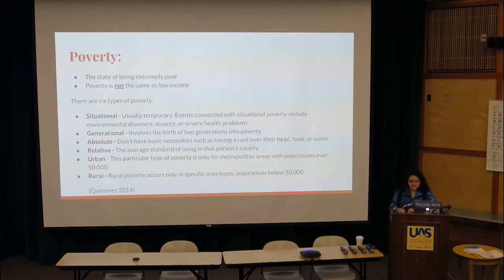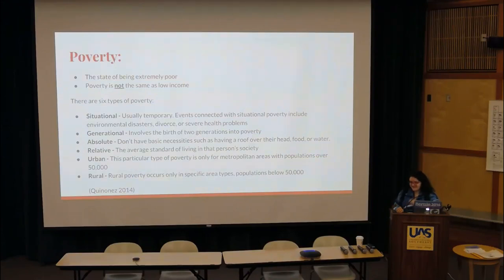The next would be generational poverty. This involves two generations that are born into poverty. Because they were born into that situation of being poor, they usually don't have the tools or the support to get out of that cycle. So that's something to keep in mind as well. Absolute poverty is pretty much homelessness. They don't have the basic necessities. They don't have a roof over their head, they don't have food, they don't have water.